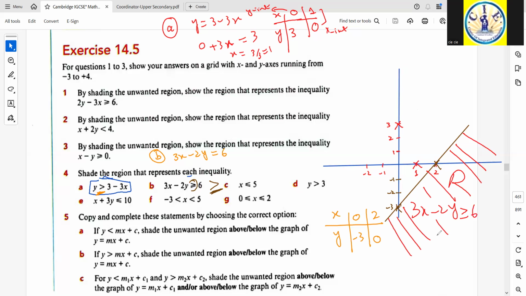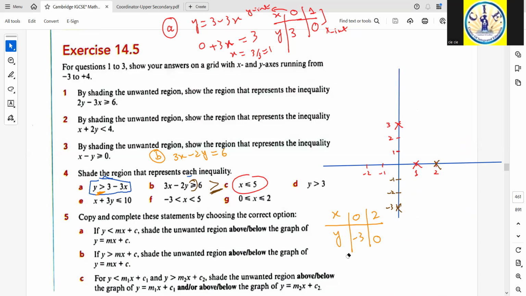Part C and D are very simple. For part C, x should be less than or equal to 5. So where would be 5? Let me erase the previous work. Now I'm directly doing part C. I'm just winding it up. 3, 4, 5. Drawing it like this.